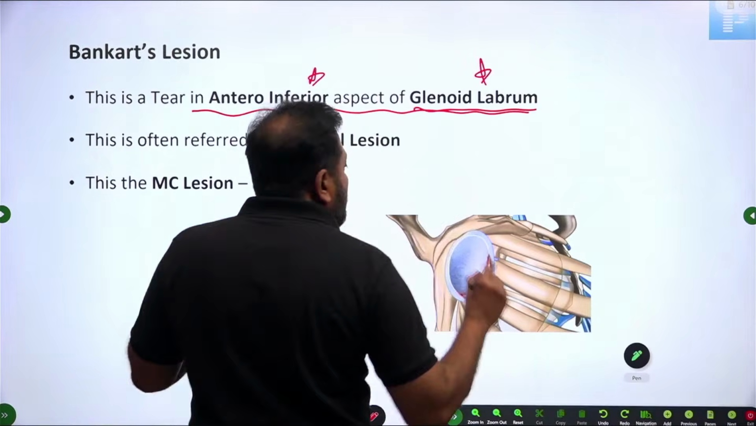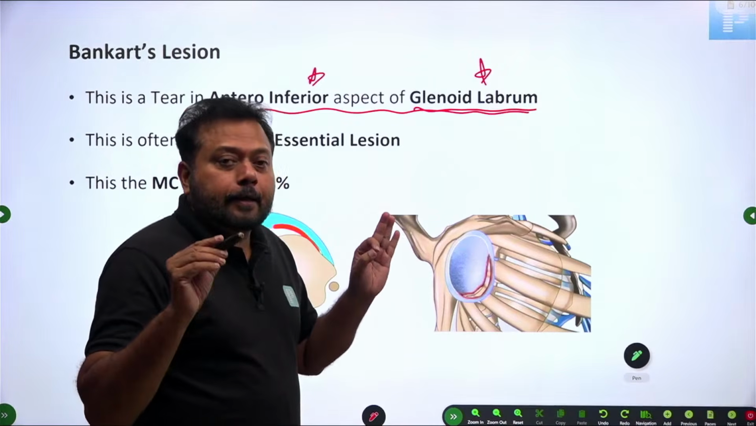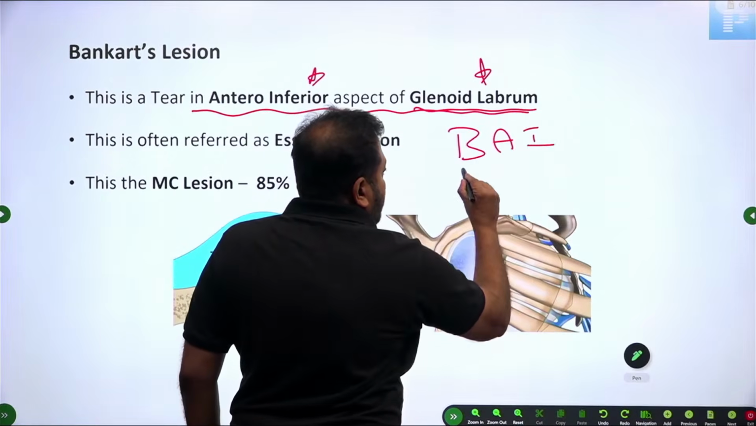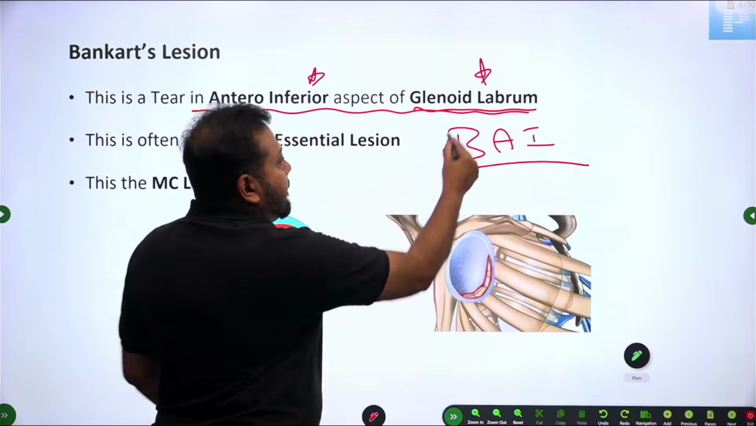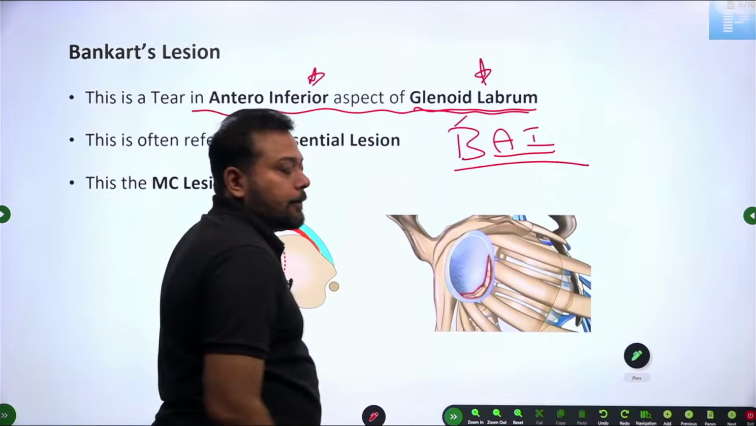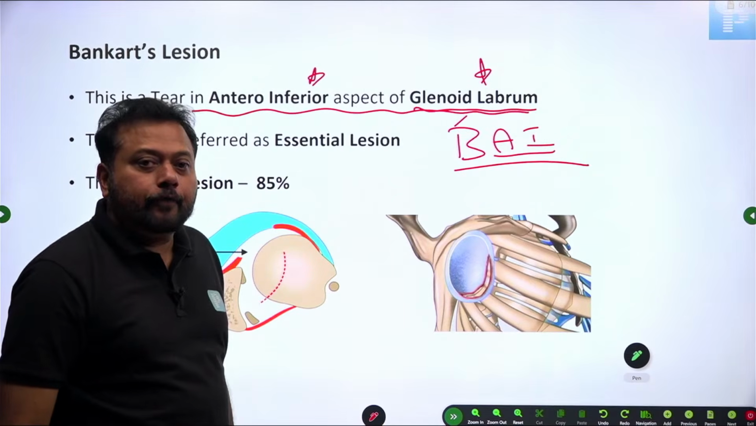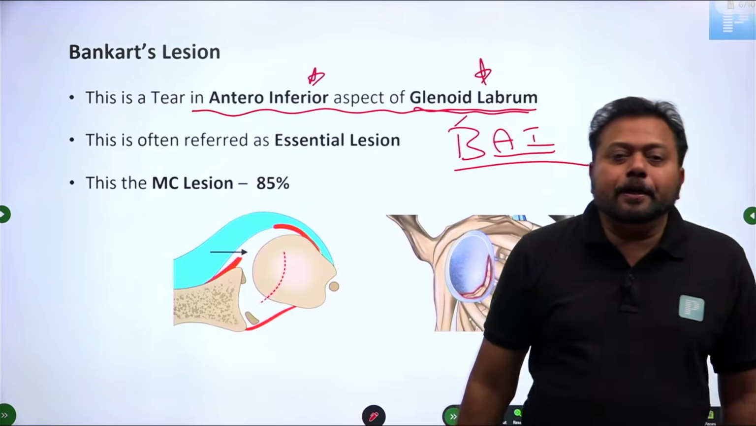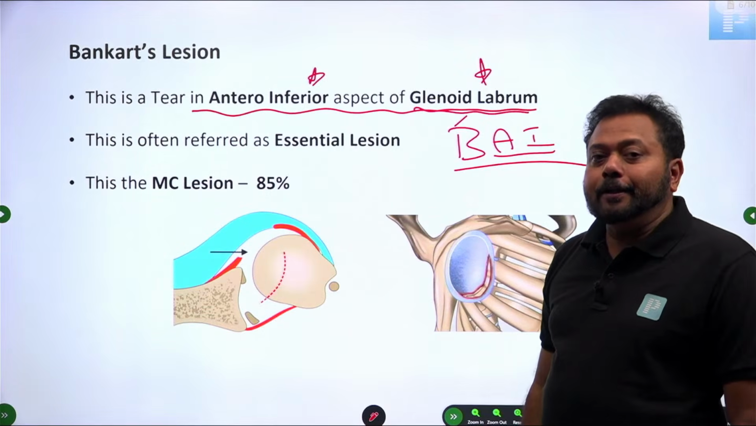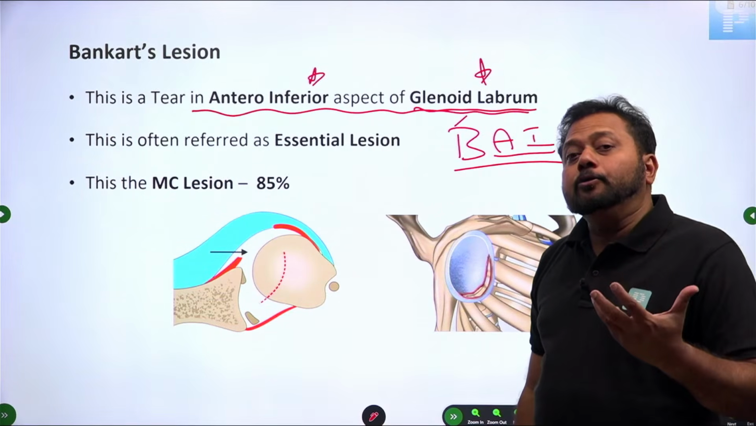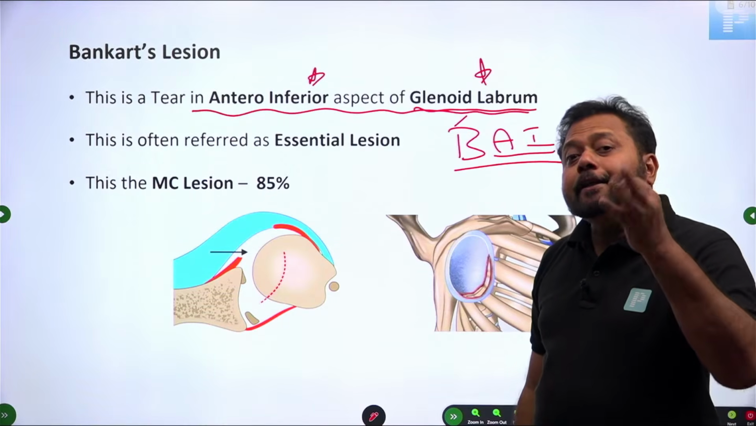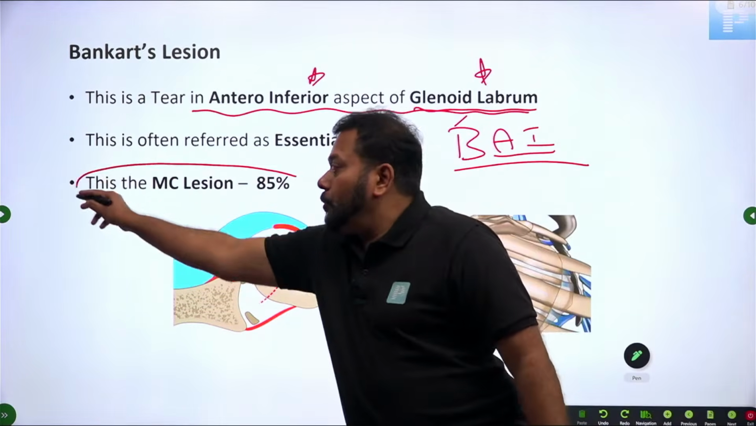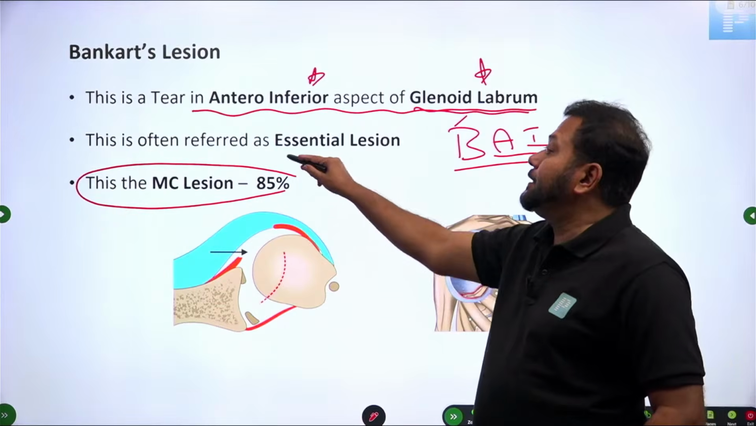I used to teach my students the mnemonic BAI, boy. Bankhart's antero-inferior. This is how we used to remember. And this is the commonest lesion that happens in shoulder dislocation. Out of 100 cases of shoulder dislocation coming to us, 85 cases will have this. That is why this is the most common lesion, and it is otherwise called an essential lesion.